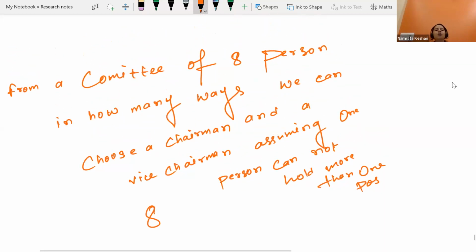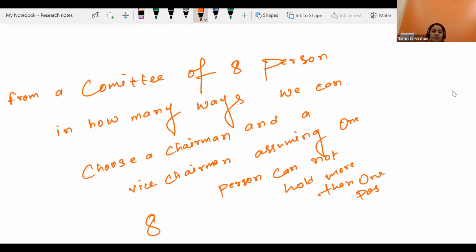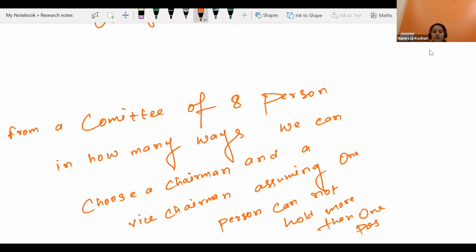So from a committee of 8 persons, in how many ways can we choose a chairman and a vice chairman, assuming one person cannot hold more than one position? What can be done over here, Alina? Yes, Alina.